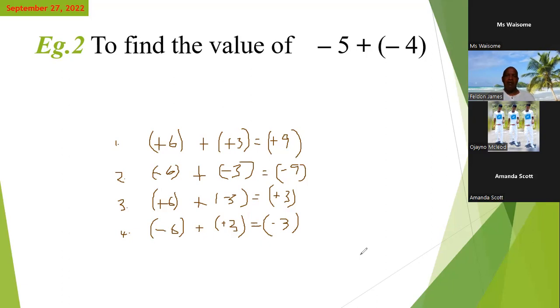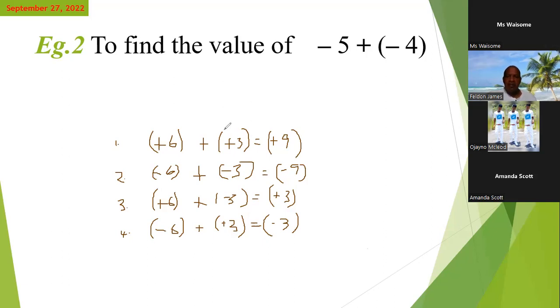I want you to look at scenario 2 again, because you said that negative and negative give you positive. Sorry, sir. Negative and negative gives you negative. Sorry about that. Right. Now, this is a very important rule when we're adding positive and negative numbers.